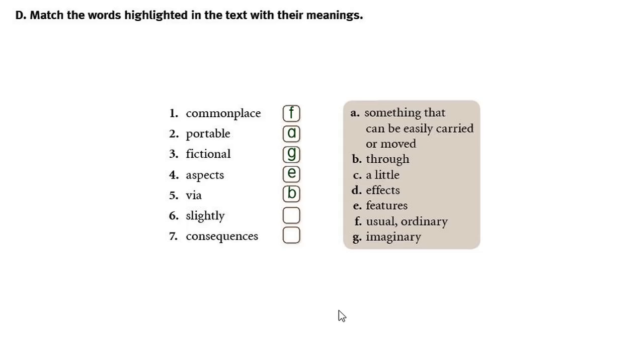B. Through. Number 6. Slightly بشكل ضئيل. A little. Number 7. Consequences وتعني. D. Effects تأثيرات أو عواقب.